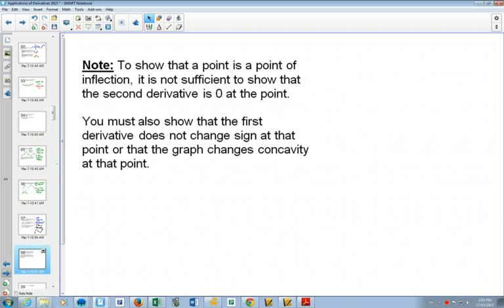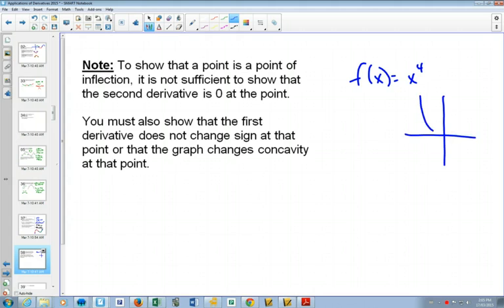There are some cases where getting the second derivative equal to 0 isn't enough to show that it's actually a change in inflection. A very typical example would be to take a function like f of x equals x to the 4. Okay? An x to the 4 graph, when it's just like that, acts very much like a parabola. It's just even flatter than a parabola at 0, 0.